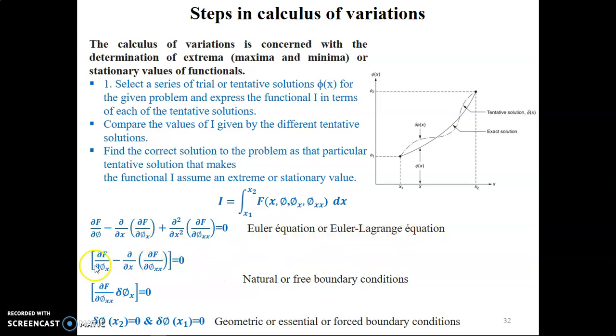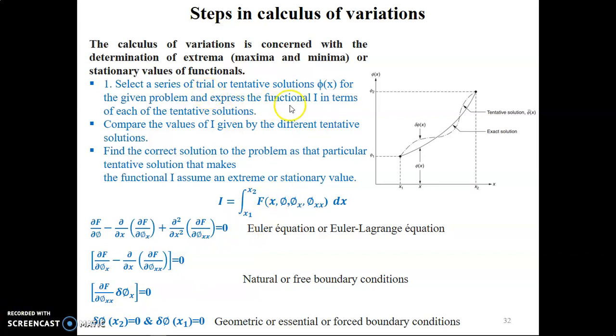And these are the boundary conditions that we need to incorporate to obtain the solution of this equation to obtain the functional. Okay, so if the natural or free boundary conditions are not sufficient, then we will impose or force essential or forced boundary conditions over this differential equation to obtain the value of the function.